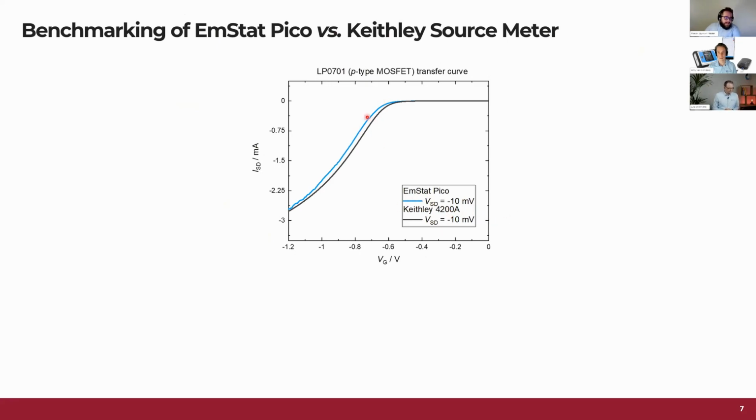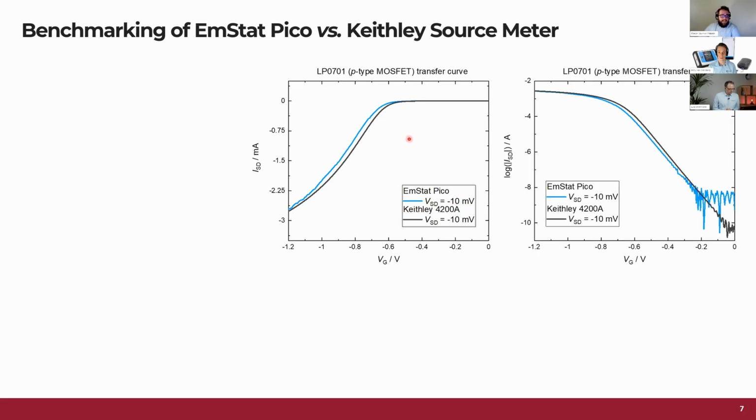As you can see, the curves do not perfectly overlap. There is a little bit of difference. And here you can see the same plots as on the left-hand side, but now in terms of the logarithm of the current. There is a slight change in the threshold voltage, but apart from that, you can see the whole curve here.